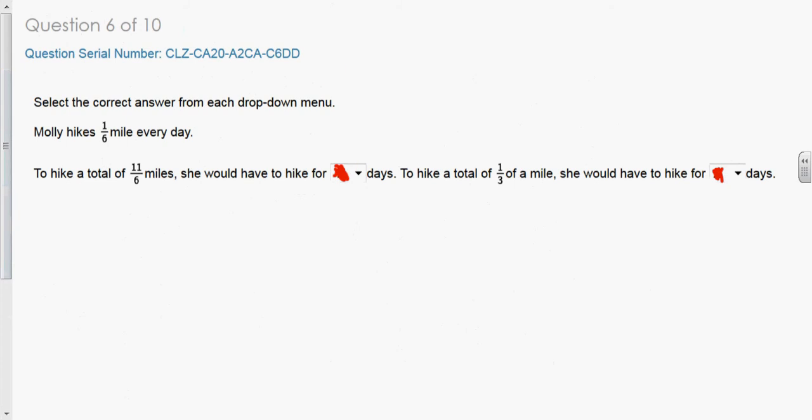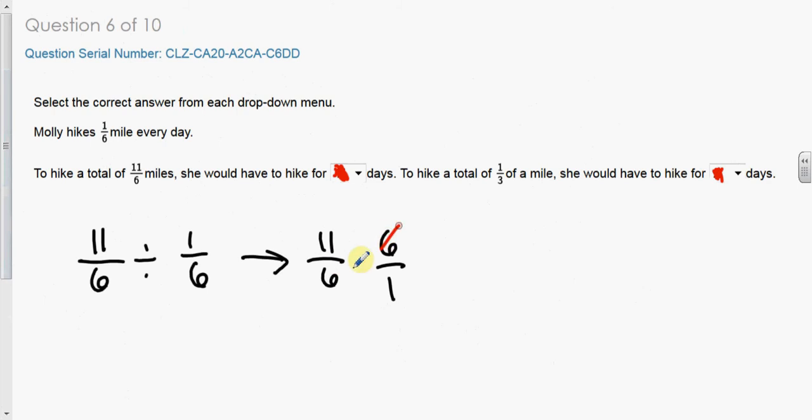Molly hikes 1/6 mile each day. To hike a total of 11/6 miles, she would have to hike for how many days? So we have 11/6, and that's being divided by 1/6. So this is 11/6. This becomes times 6/1. So 6 divided by 6 cancels out. All we have left is an 11. So 11 days. So she would have to hike for 11 days, right?